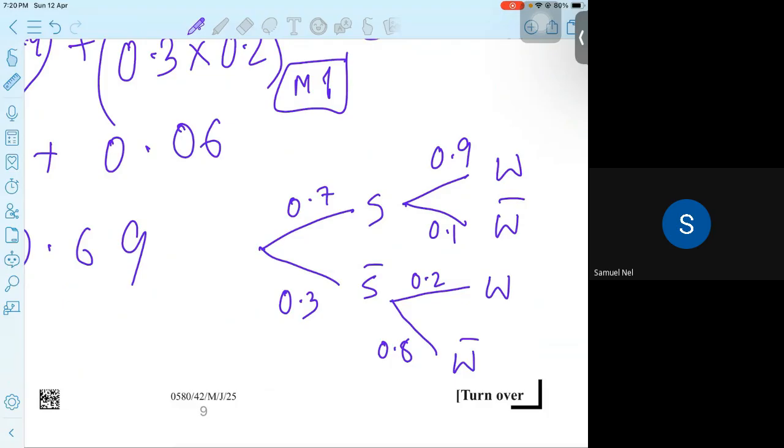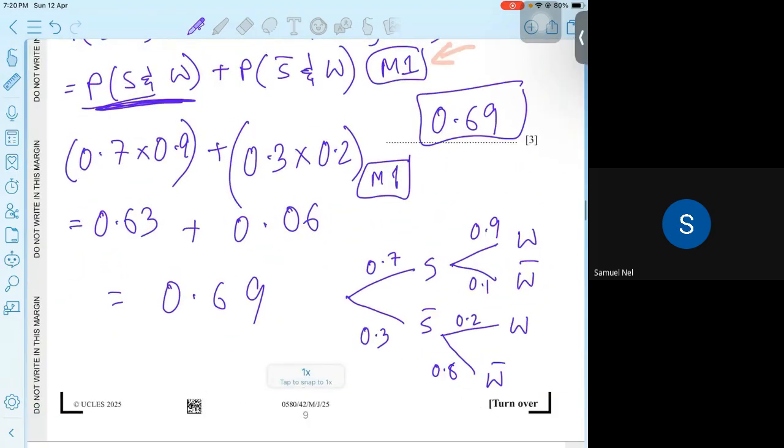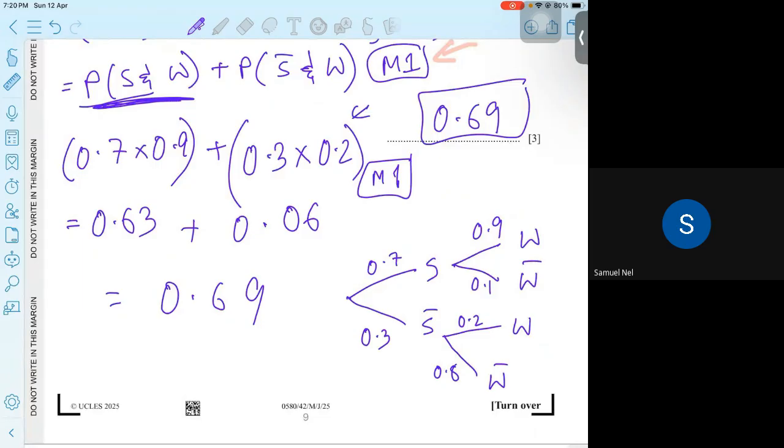So let's say I had drawn this diagram, and then I have to reach this step, right? To find all the ways of reaching W, I would have to choose this path and this path. So my next step should be 0.7 into 0.9 plus 0.3 into 0.2, right? So ultimately, as long as I write this line, I will get the marks for this. Is that clear?